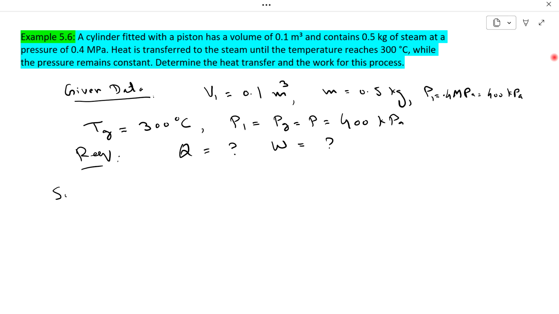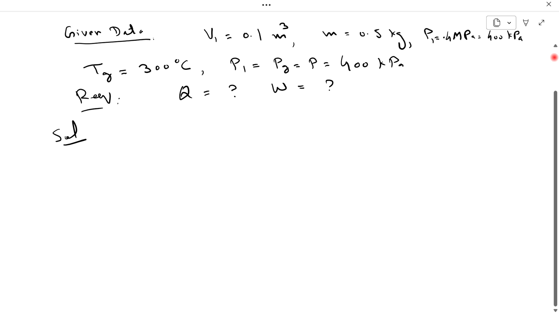Now we start the solution. In the solution, first we draw the PV and TS diagram. First check whether the first state point is in the wet region or in the superheated region. For this we find Vg. First we find the specific volume. This is the total volume and the mass is given to us, so we can find specific volume V1 is equal to total volume divided by mass. Total volume is 0.1 meter cube and mass is 0.5 kg, which is equal to 0.2 meter cube per kg.